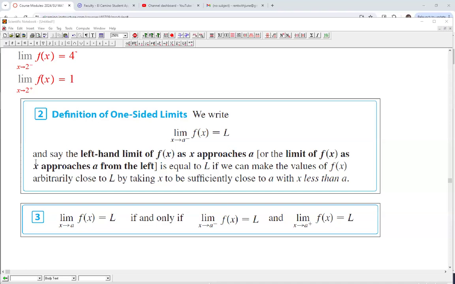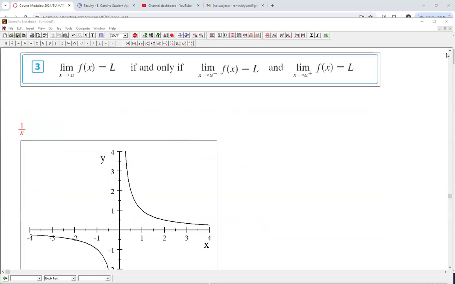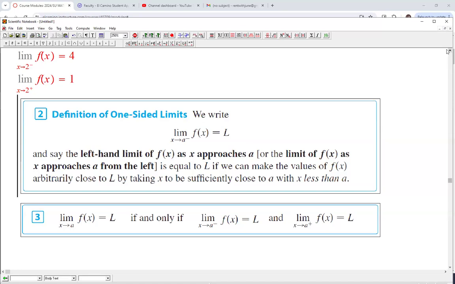This notation, we say the left-hand limit of f of x as x approaches a, or the limit of f of x as x approaches a from the left, or from the smaller side, is equal to L if we can make the value of f of x arbitrarily close to L by taking x to be sufficiently close to a with x less than a. So we're approaching it from the smaller side. And the right-side limit, of course, is similarly defined.